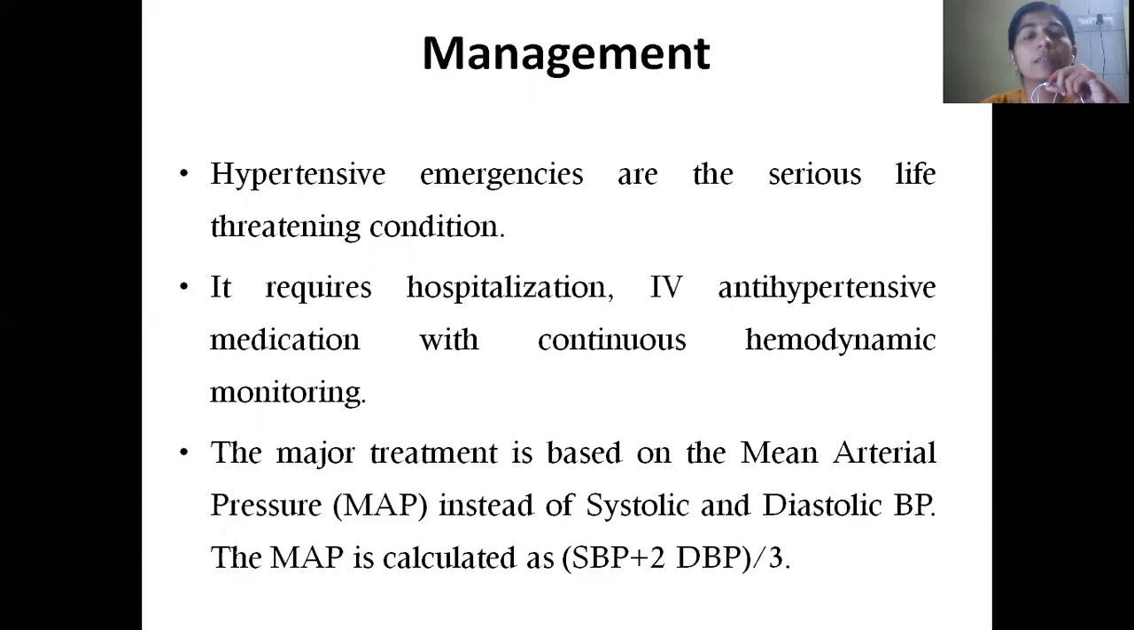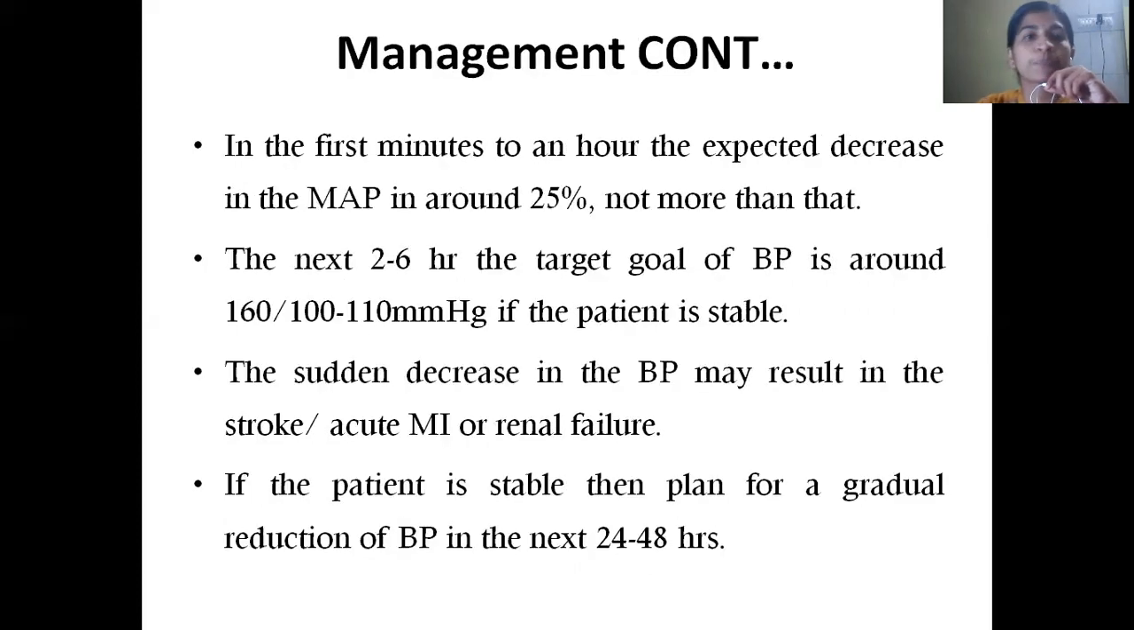We should check the mean arterial pressure by the formula: systolic BP plus 2 into diastolic, divided by 3. Next, the first minute. It is very important to reduce the hypertension, but it is also important that from the first minute to an hour, the expected decrease of mean arterial pressure is only around 25%. A sudden decrease in the blood pressure may also lead to hypoperfusion problems. So in the first hour we should reduce 25%.